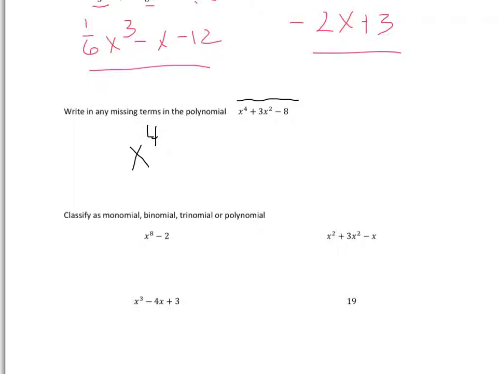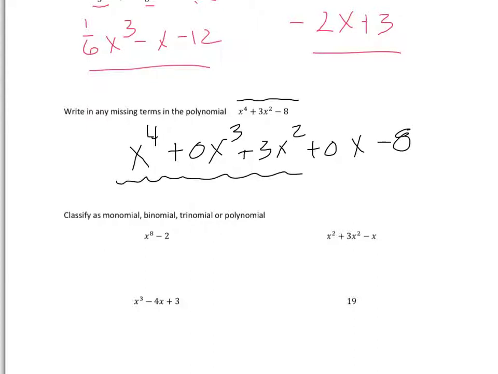We have no x to the thirds in this polynomial, so we could say we have 0x to the thirds. Do we have any x to the seconds? Yeah, well, we have 3x squareds. Do we have any x to the first? No, so we can say we have 0x, and then minus 8. So we've written all the missing terms of the polynomial in, and because we started with a fourth degree term, we're going to have every degree under that represented. So we have our third, our second, our first, and our 0th degree terms, and we've written those all in.